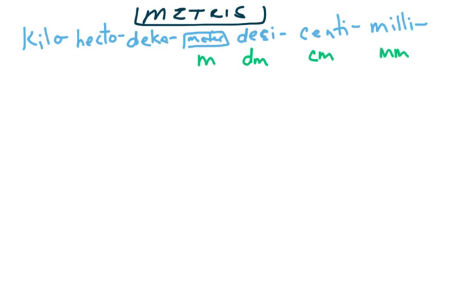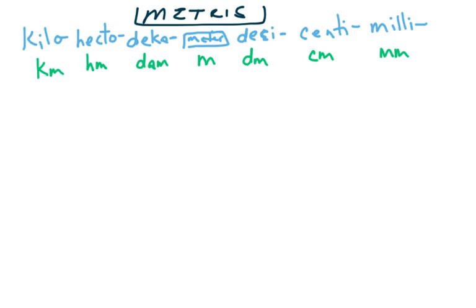Now, decameter, we can't use DM again because we've already used that for decimeter. So this is the fun part, because a decameter is a DAM. And that's your abbreviation for a decameter. Hectometer is HM, and kilometer is KM.